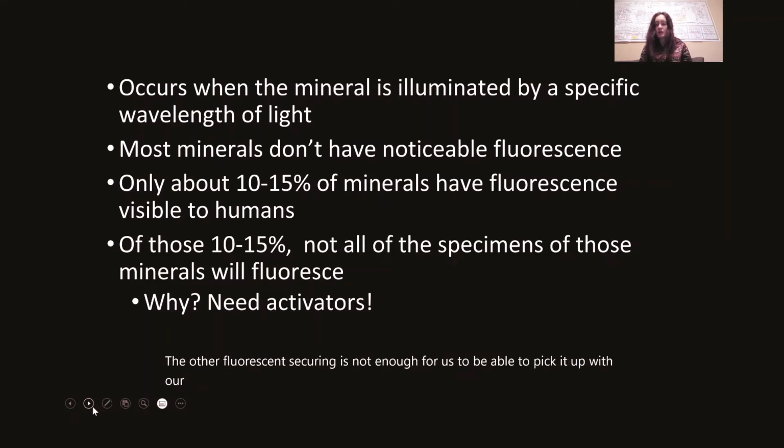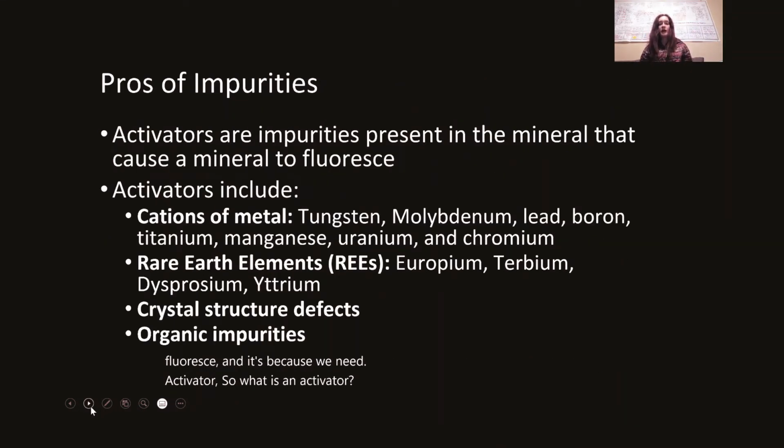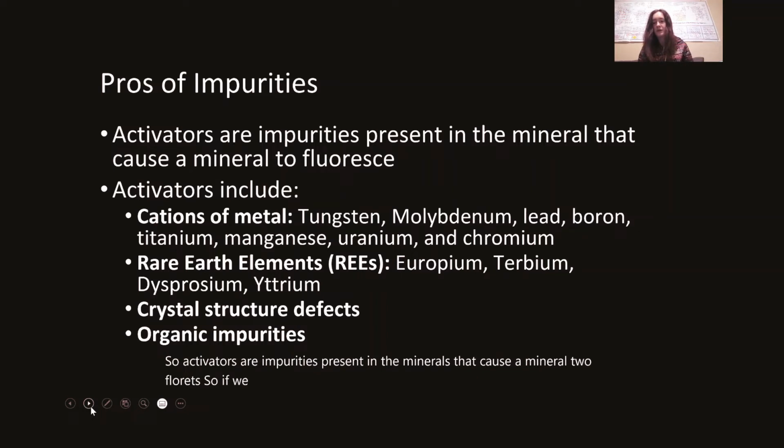And even of those 10 to 15%, not all of those specimens are going to fluoresce. And it's because we need activators. So what is an activator? Activators are impurities present in the mineral that cause a mineral to fluoresce. So if we want fluorescence, we want a mineral that is not pure.